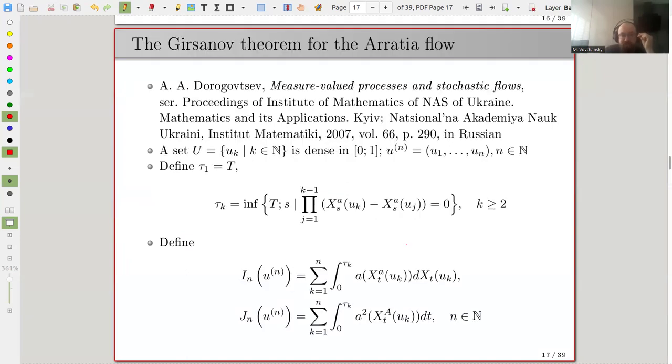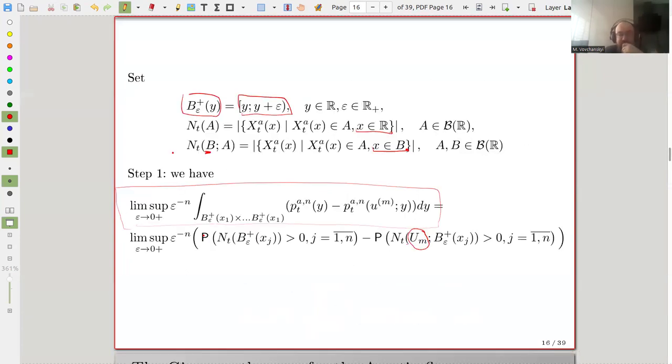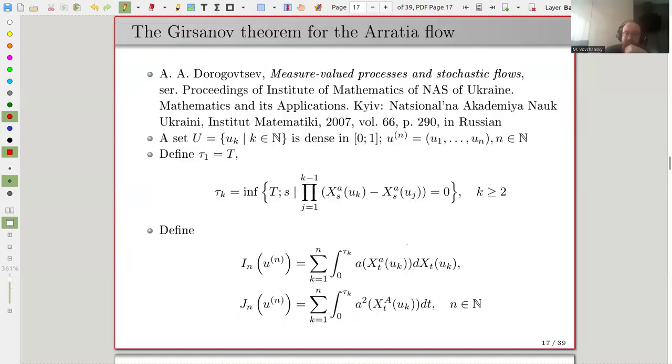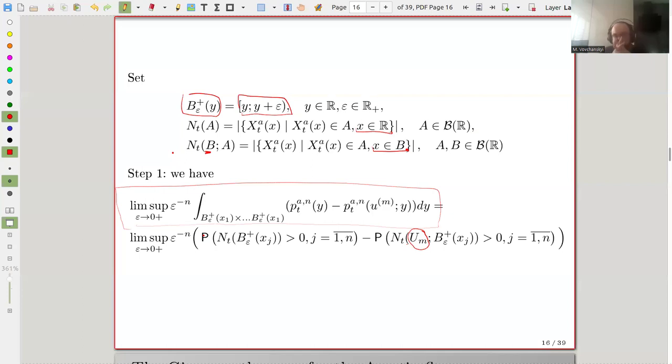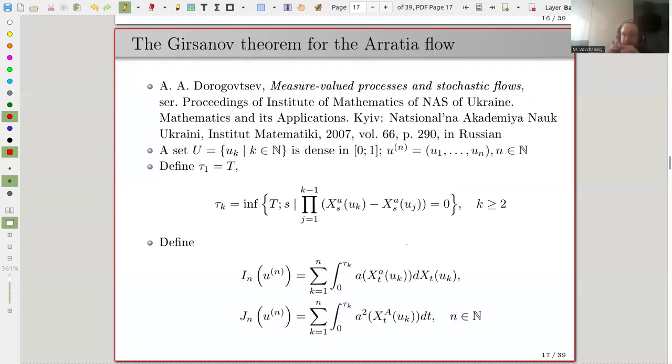Before proceeding further, I need to recall some results about such density. So here we need to recall the Girsanov theorem for the Arratia flow, the result of Professor Dorogovtsev. So we again consider some set which is dense in our unit interval, and we consider tau k, which is the first time merging, coalescence, appears in the system of the Arratia points u1, ..., uk.